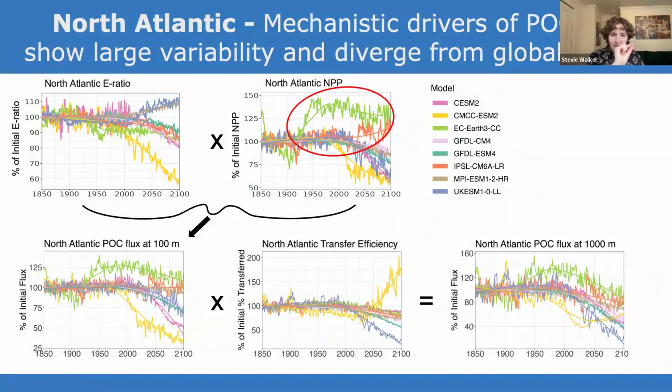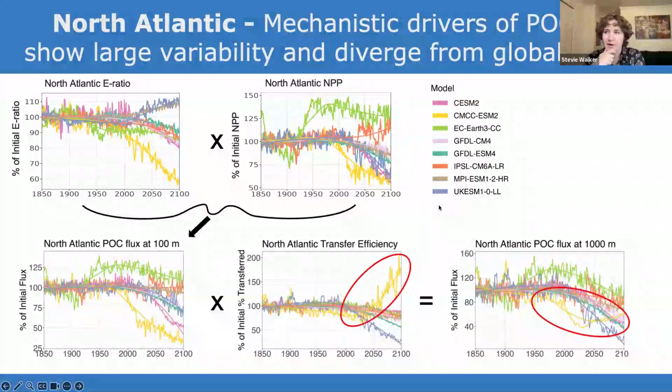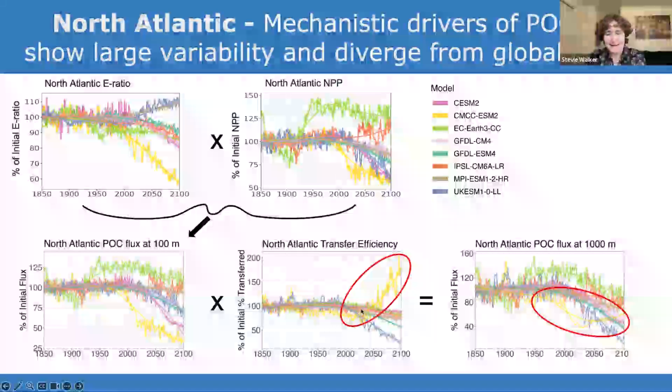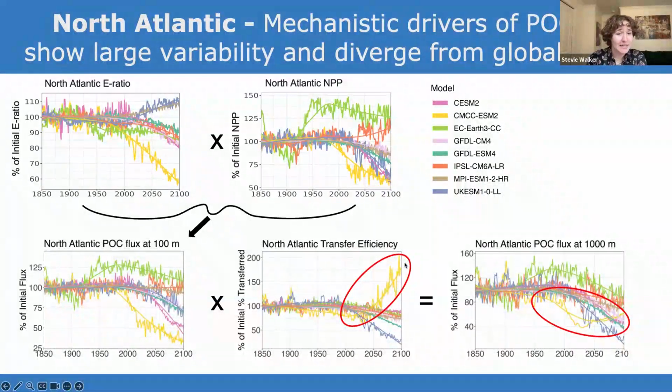And we can see how this influence of MPP transfers through all of the other variables, POC flux. So we see a similar shape of change at 100 meters as well as all the way down to 1,000 meters. Another interesting model to note here is the CMCC model, which for some reason has a really large transfer efficiency increase in the North Atlantic. And it also has very great declines in E ratio and MPP.